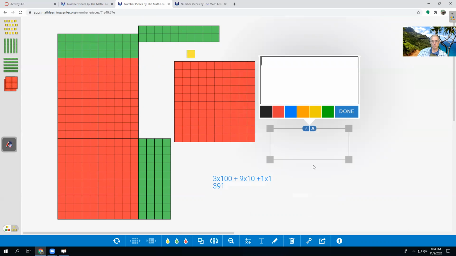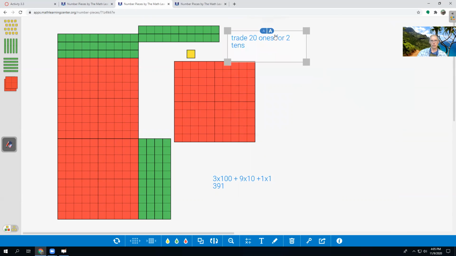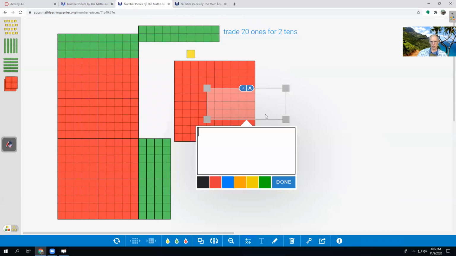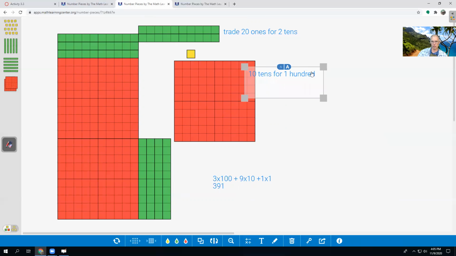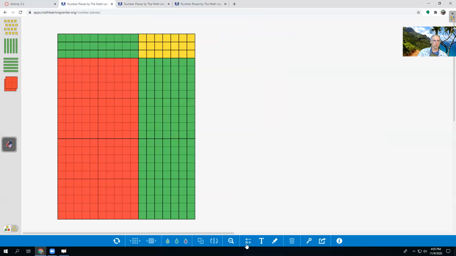So up here, I had to trade 21s for 210s. So that's what I did right here. And then here, I had to trade 10s for 100 in order to realize that the answer was 391, because it's not obvious the answer is 391 when I look at this picture right here. So we have to actually physically trade.